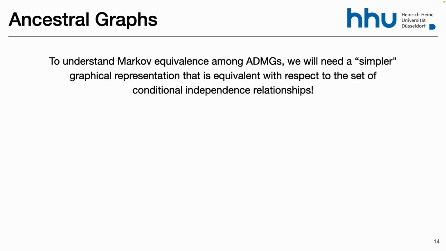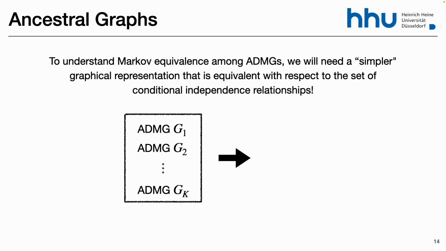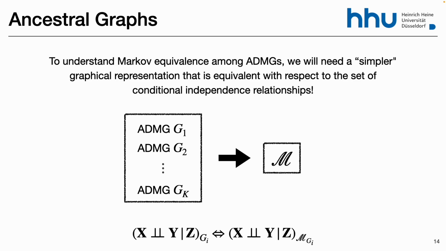Everything that we can represent with an ADMG, in the sense of probability distribution, so all the conditional independencies that are implied by an ADMG, is going to be now represented by this object that's called an ancestral graph. That is this collapsing. Many ADMGs are going to be represented by just one ancestral graph M, right? So M.